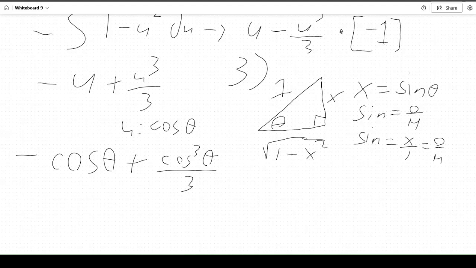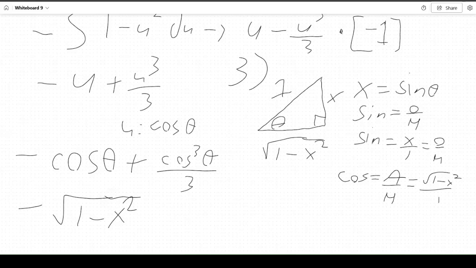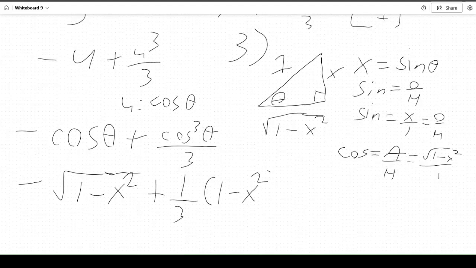And when we're trying to find the actual value, we could just simply look at our right triangle. In the triangle, the cosine is equal to adjacent over hypotenuse. So as you can see here, the adjacent would be the square root of 1 minus x squared over 1. So it would just be the square root of 1 minus x squared plus 1 over 3, 1 minus x squared to the power of 3, plus c.